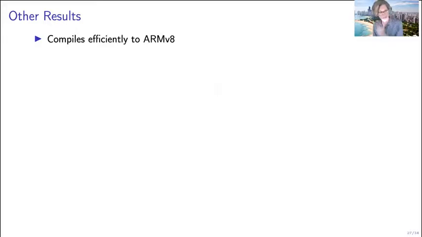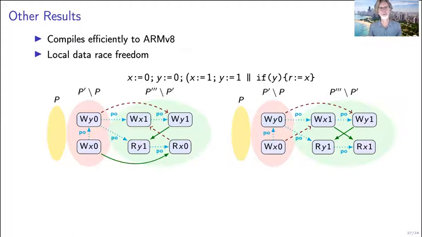Other results that are in the paper: this compiles efficiently to ARM. And it also has this property called local data race freedom. What local data race freedom means is that you can think about a program sequentially as long as it doesn't have races, okay? The actual way the theorem plays out is it says, if you've got an execution that has a race, then that race is present in some sequentially consistent execution.